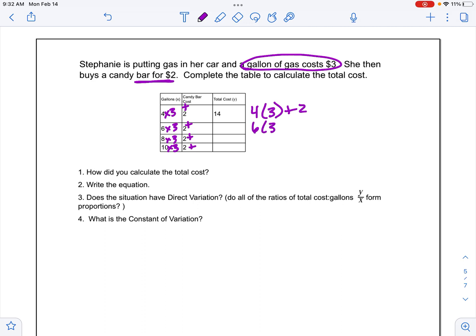Then she buys 6 gallons. So this is going to be a 20. And she buys 8 gallons.